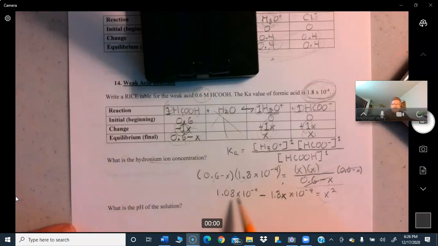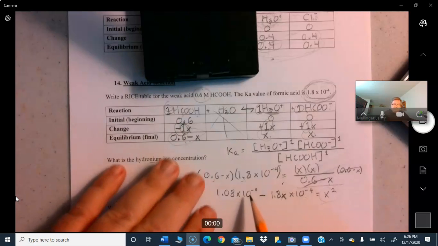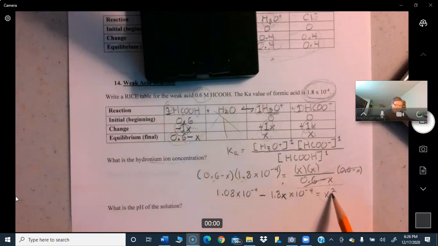So if I subtract all of this from both sides, I'm going to go ahead and flip it around the equal sign. So I'm going to put the x squared over here. So I'm going to end up with x squared plus this, and then I subtract this from both sides, so it's minus that.